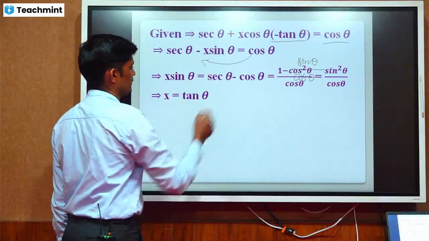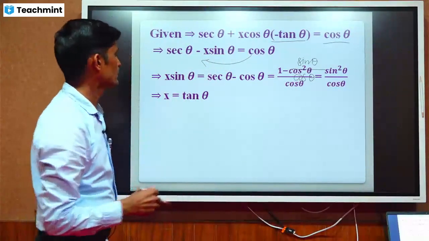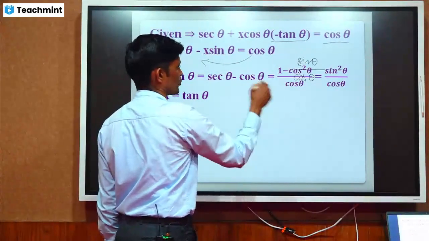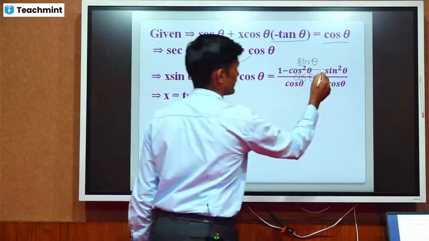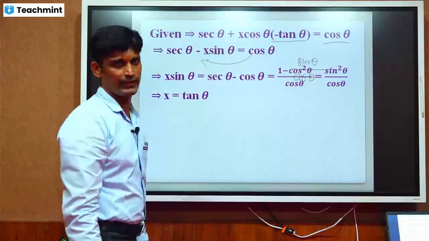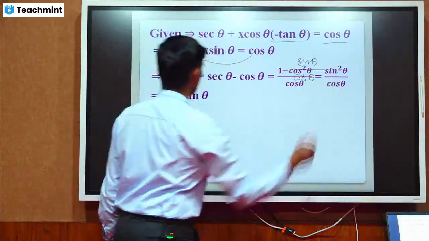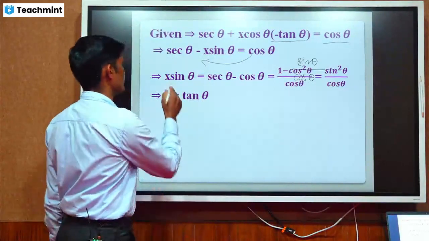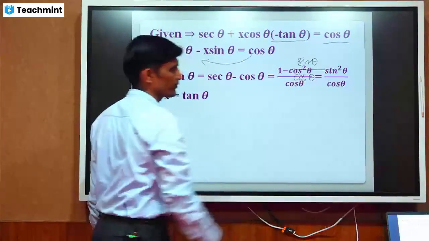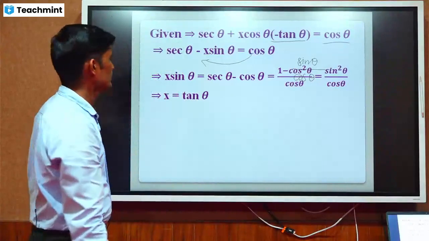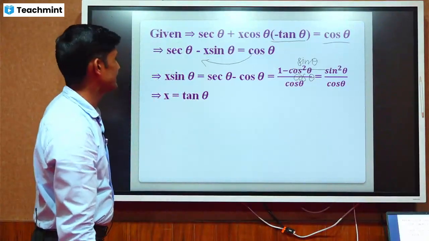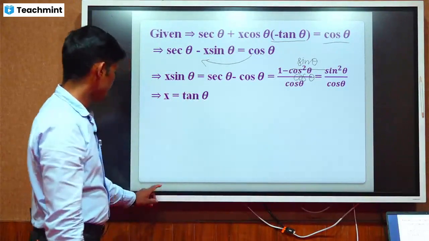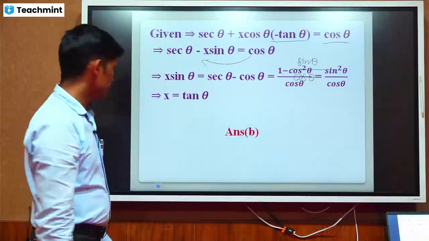Secant theta is 1 by cos theta. Therefore, this is 1 by cos theta minus cos theta, that is 1 minus cos square theta by cos theta. 1 minus cos square theta is identity, which is equal to sin square theta, so sin square theta by cos theta is x into sin theta. Therefore, x is equal to, dividing by sin theta, sin square theta by sin theta into cos theta, where sin theta cancels. We get sin theta by cos theta, that is tan theta. Hence, x is equal to tan theta, that is answer B.